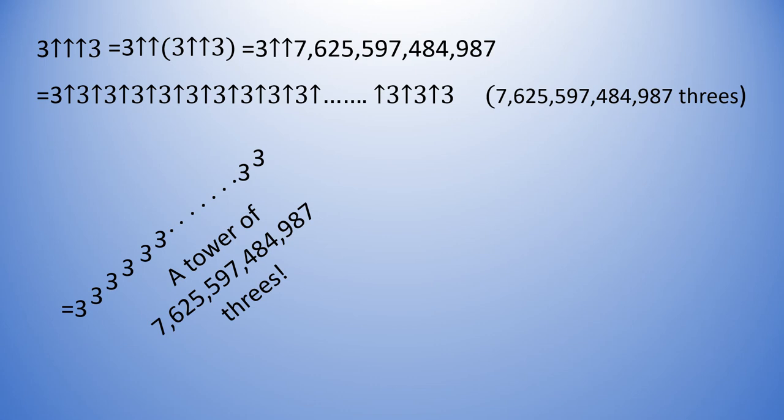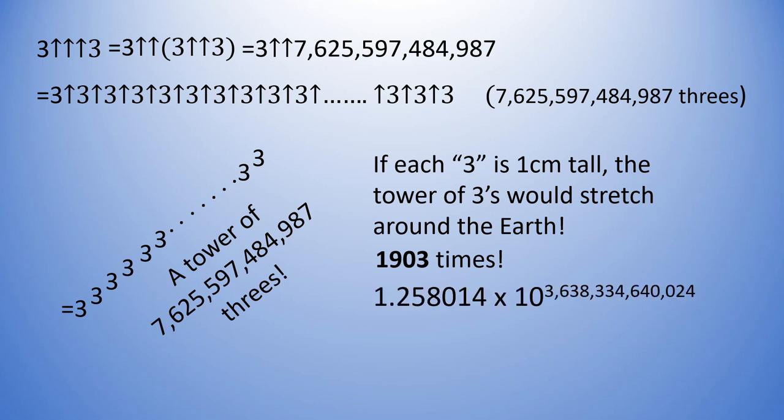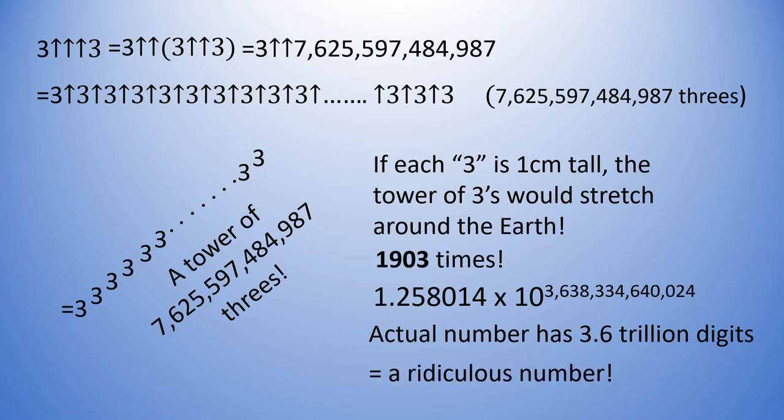Now to give you an idea of the scale of that, if each 3 in that tower was 1 centimetre tall, the tower of threes would stretch around the Earth 1,903 times. That's not the number, that's just the list of threes. To work out what that number is, it's that. That is ridiculous. That has 3.6 trillion digits as a number. That is enormous. Remember, there were 10 to the 80 atoms in the universe. This is 10 to the 3.6 trillion. This is what we call in maths ridiculous.